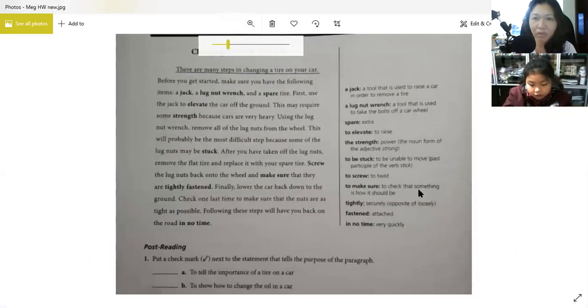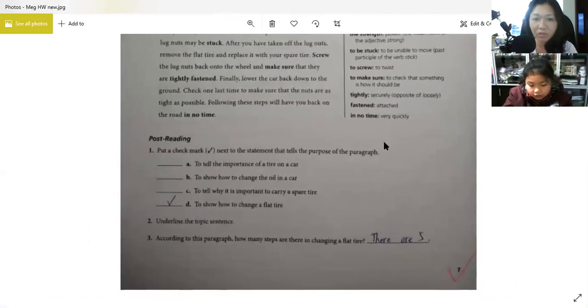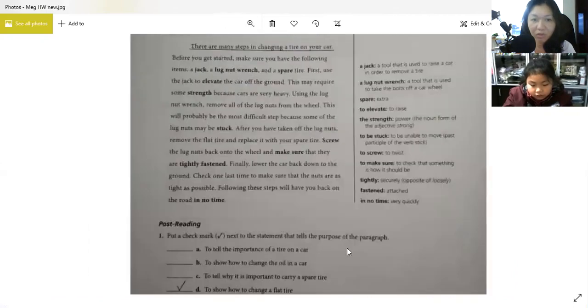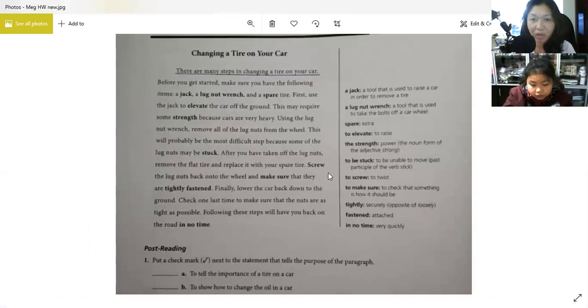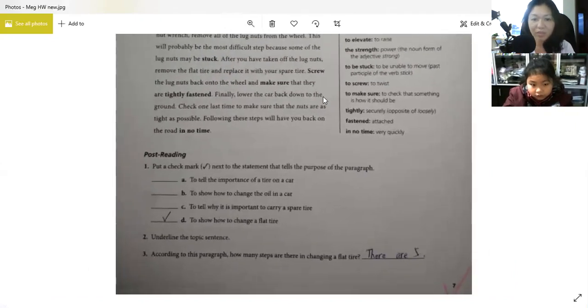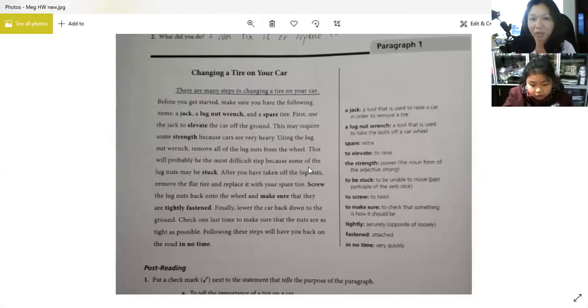So you've read the article. Put a check mark next to the statement that tells the purpose: to show how to change a flat tire. Okay, good. Underline the topic sentence. Okay, your topic sentence is correct. It's the first sentence. And how many steps are there in changing the tire? You said there's 5. So let's count them.